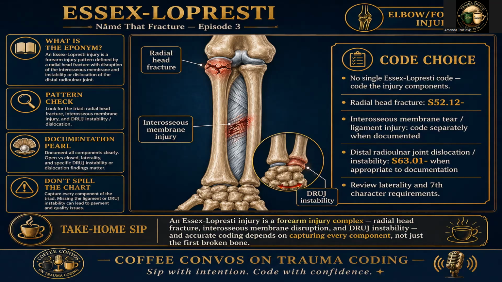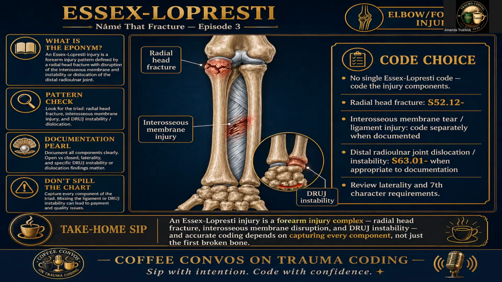In order to assign the appropriate code, we need to understand what all is injured. With Monteggia and Galeazzi, we had a single combination code. There is no single code, no combination code for your Essex-Lopresti fracture or injury pattern. Therefore, we have to pay attention. It is even more critical that we pay attention to the documentation of all of those injuries and to which body parts and regions, because your radial head fracture will be assigned to that S52.12 subdivision of the code.